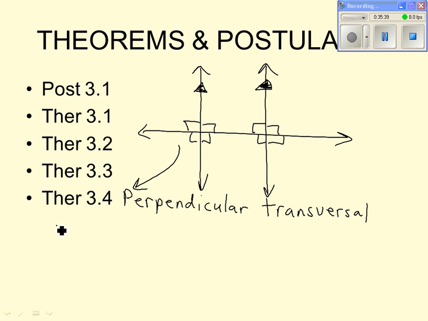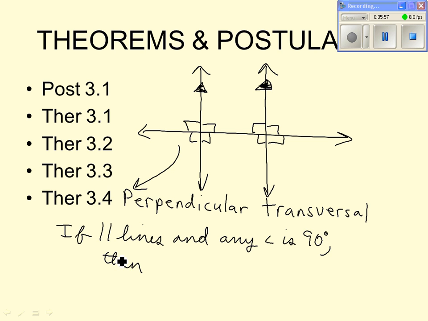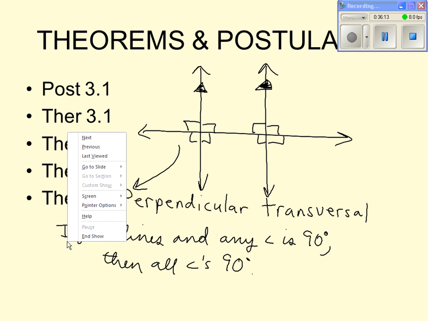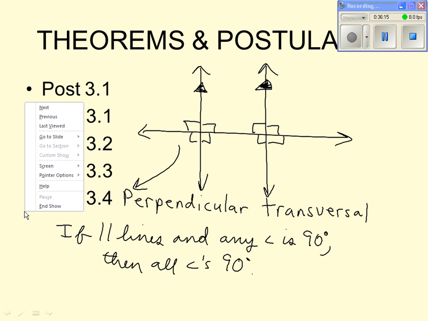So if you wanted to write it out like the other one, we'd say if parallel lines and maybe any angle is 90 degrees or a right angle, then all the angles are 90. That's not really a good way to write it, but maybe that'll help you remember.